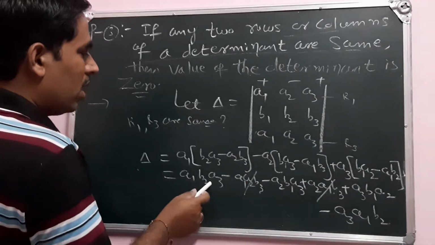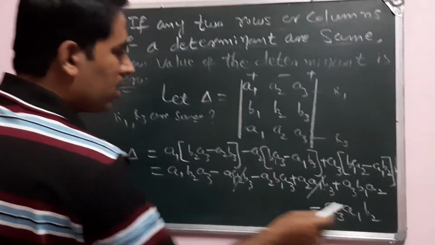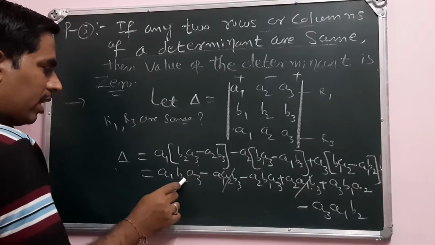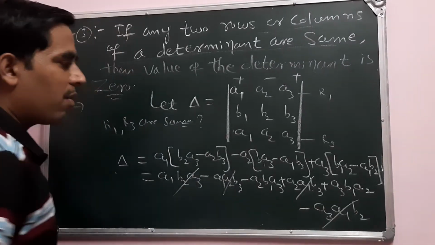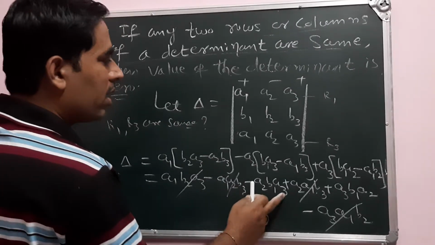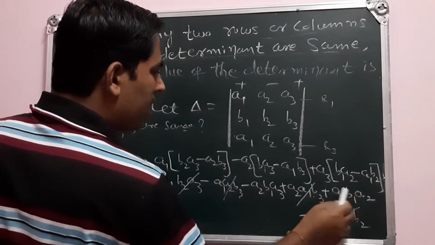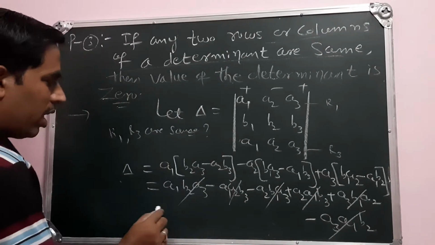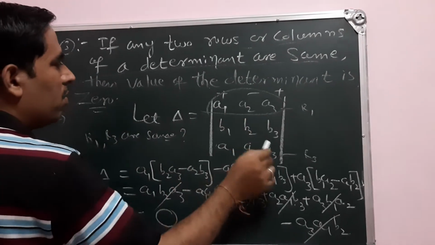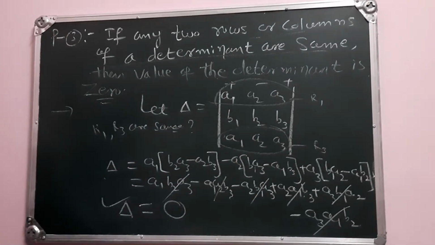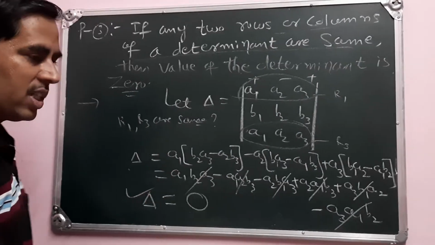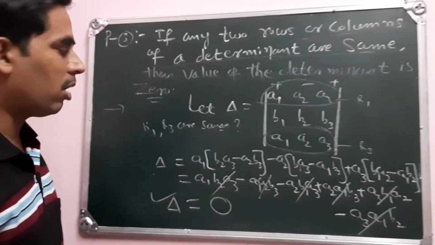Then a1 a3 b2 plus a1 a3 b2 will be minus a1 a3 b2. Then minus a2 b1 a3 and plus a2 b1 a3. These are also equal and opposite in sign. All the elements cancel and we get 0. So if any two rows or columns of a determinant are same or identical, then we can easily say that the value of the determinant is 0.